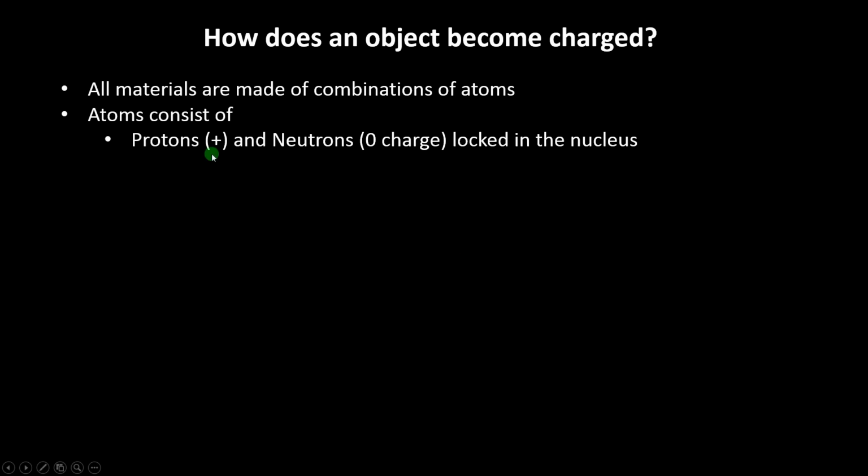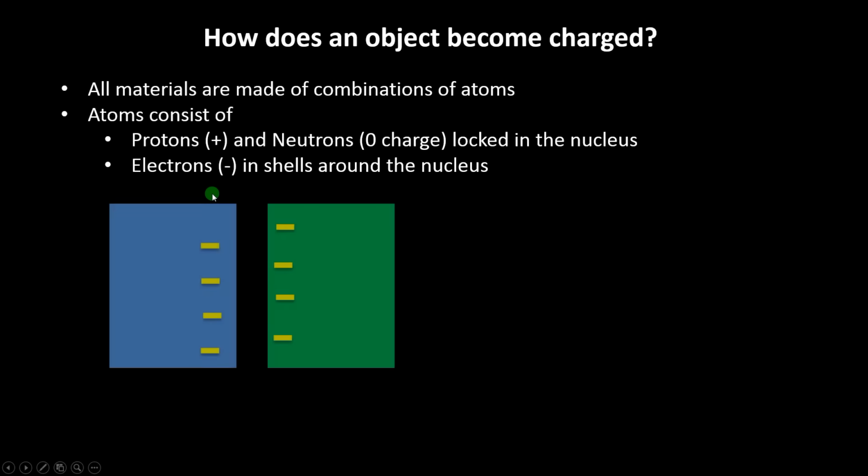The protons are positively charged and the neutrons have no charge. And the nucleus of the atom is kind of fixed in place in these materials. It can't move about at all. But we have to remember that the electrons are in shells around the nucleus. So this is some stuff from chemistry, and generally speaking we can move the electrons around a bit.